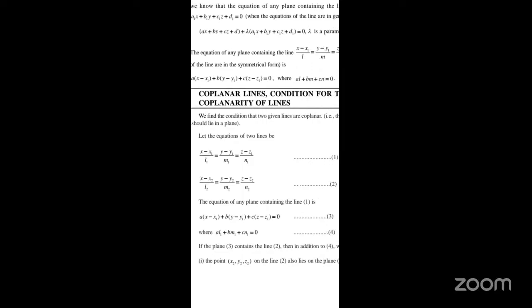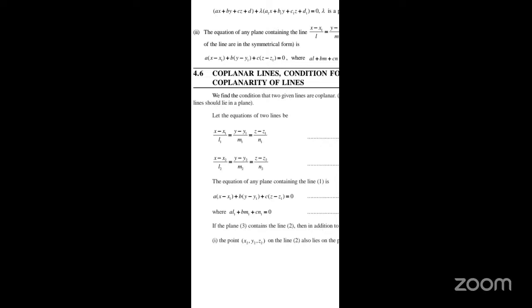Next one. Coplanar lines. What is the meaning of coplanar lines? Conditions for the coplanarity of lines. What is coplanar? The given points lying on the same plane is called coplanar.